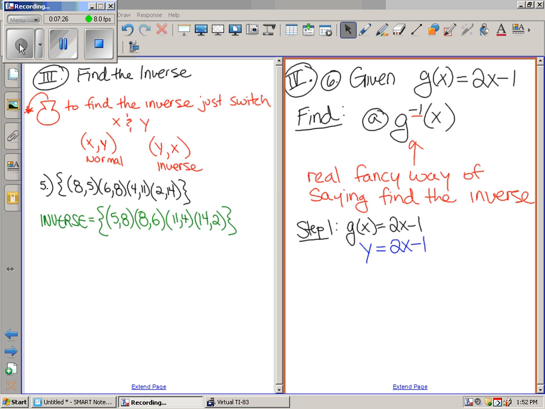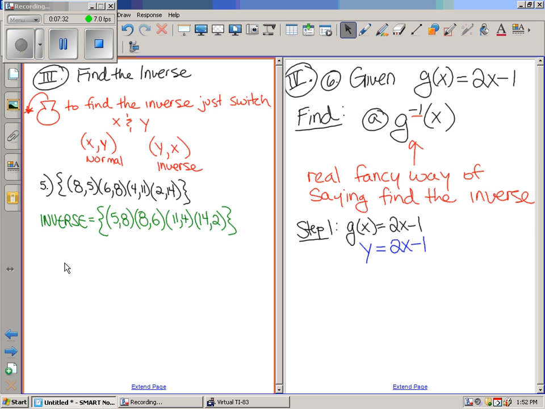Now let's not miss out on the fact that we went dual screen for a reason, right? If you are given coordinates, how do you find the inverse? What's written up on the board? You switch x and y. And let's use that same definition to find the inverse when you're given an equation. So what do you think step 2 is? Perfect. Switch x and y.